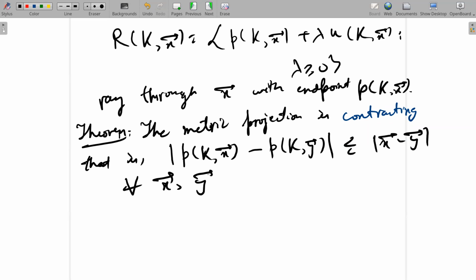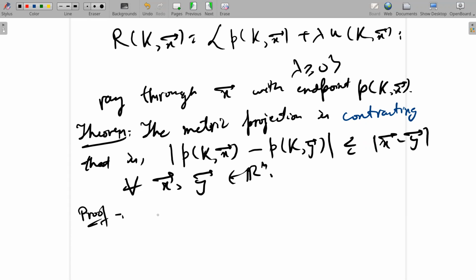And this is true for all x, y in R^n. So here also the proof, a lot of these proofs actually involve your intuition from Euclidean geometry, just like we used the isosceles triangle in that case to prove uniqueness. So here also visually it is very clear what the proof should look like.